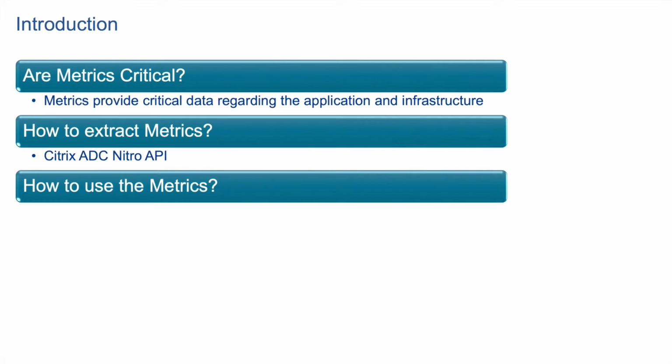These metrics can be easily extracted from the Citrix ADC using Nitro API. Citrix ADC would load balance the application, so it would have all the data regarding the application that it's load balancing. Moreover, Citrix ADC has a robust list of metrics that can provide essential data about the application and infrastructure as well.